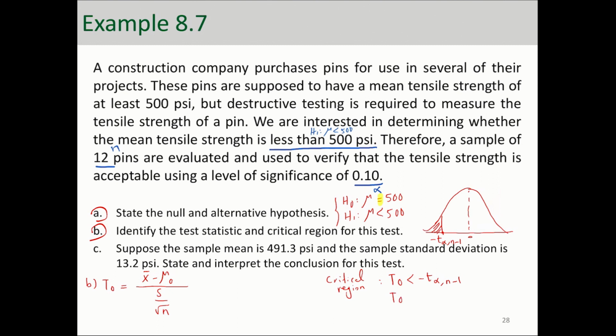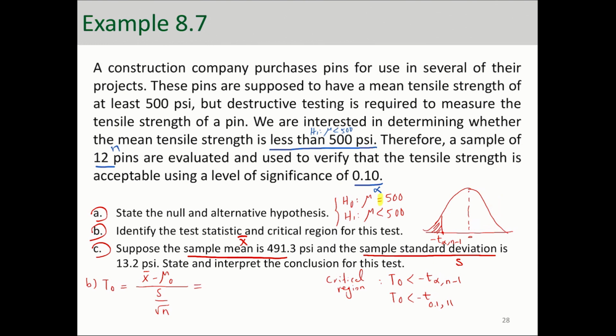In this case, that is negative t of 0.1 and 11, because n is 12. That's your sample size. So we need to read this t value from the table that we will do in a second. Part C, suppose the sample mean, that is x bar, is 491.3 psi, and the sample standard deviation, S, is 13.2 psi. State and interpret the conclusion for this test.